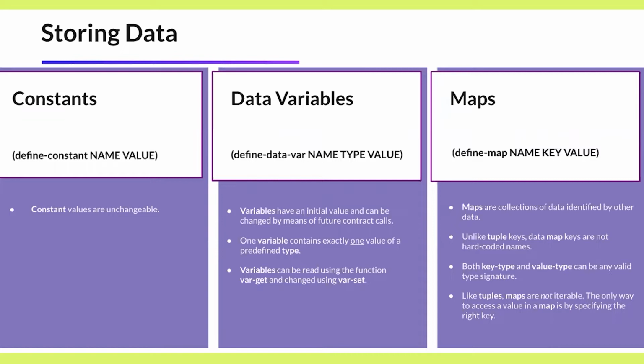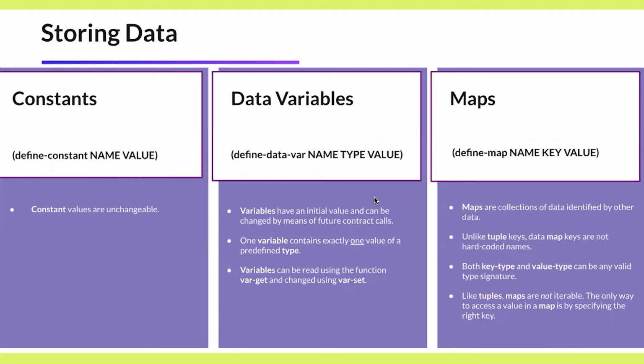So if you look at the variable definition here, we have defined data var, then the variable name, the type, and then the value. So unlike a constant, you do have to define the type that it is. Variables can be read using built-in functions called var get and changed using var set, and we will be using both of those today. And then we have maps.